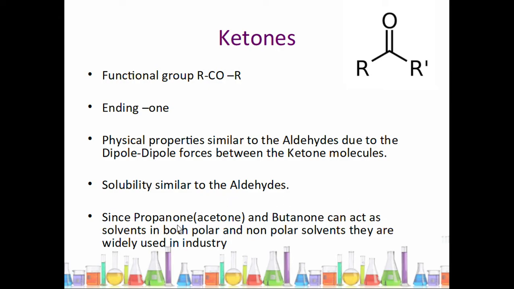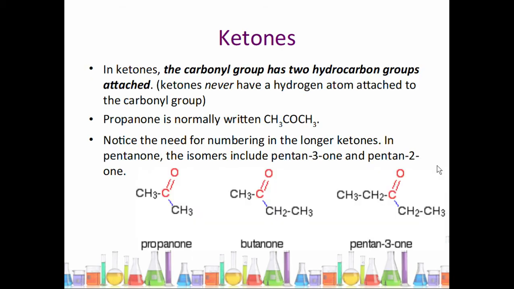And since propanone, acetone and butanone can act as solvents in both polar and non-polar solvents, they are widely used in industry. If we just have a look at these here, the carbonyl group is in the middle of the compound rather than at the first carbon. Ketones never have a hydrogen atom attached to the carbonyl group. So aldehydes, you have your functional group, the carbonyl group, and that carbon will always be attached to one hydrogen. If there's two carbons attached here, that must mean it's a ketone.